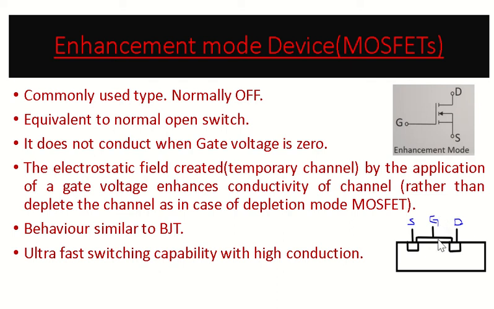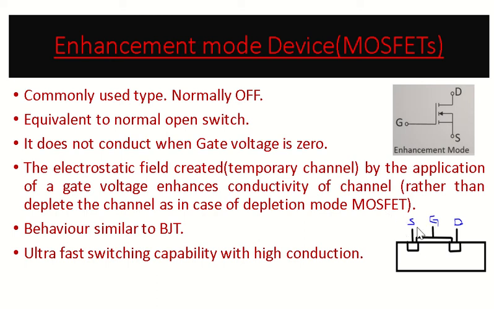Once we apply the gate voltage, what happens is, as I told, an electrostatic field will be created. A temporary channel will be created between the source and the drain. Here it's an imaginary line which we can just imagine over here, which is nothing but the temporary channel for conduction. It will only come into existence when we apply a particular gate voltage across this particular MOSFET.